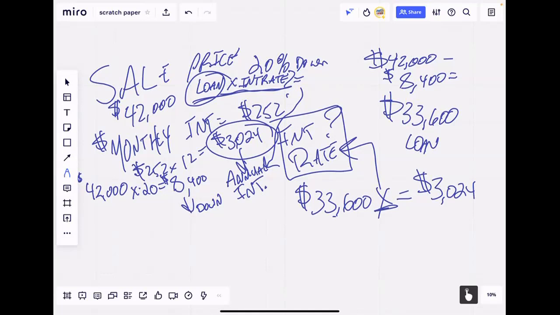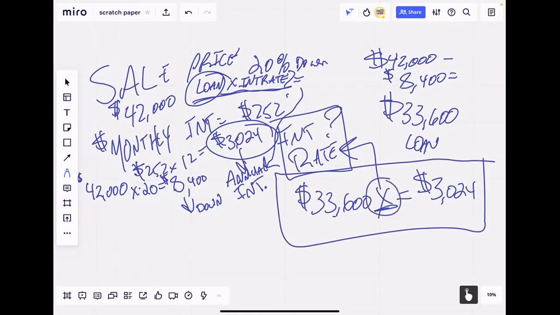See, because we know that the loan amount times the interest rate gives us annual interest. On this one, we know the loan amount because we got that from taking the down payment out. We don't know the interest rate because that's what we're trying to solve for. And we know the annual interest because we multiplied the monthly interest by 12. So now in this formula, what is the next step? How do we solve for X? You do the opposite of multiply. So you divide. You would divide, let's see.